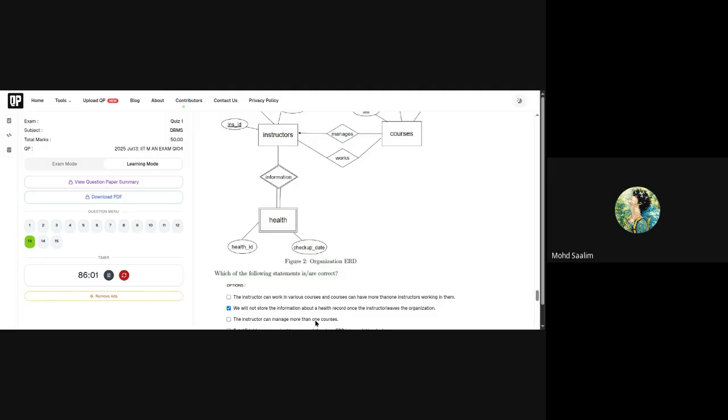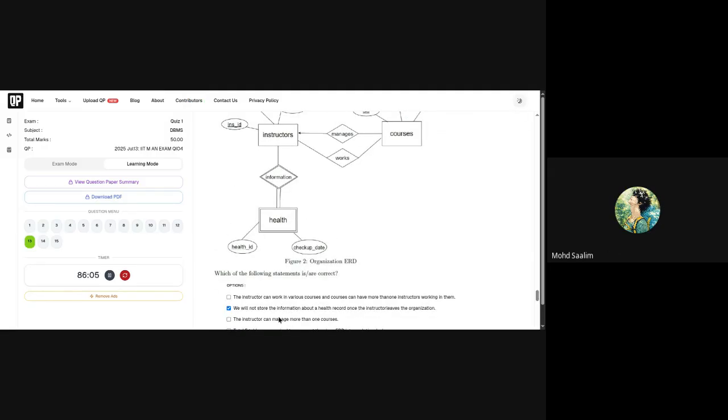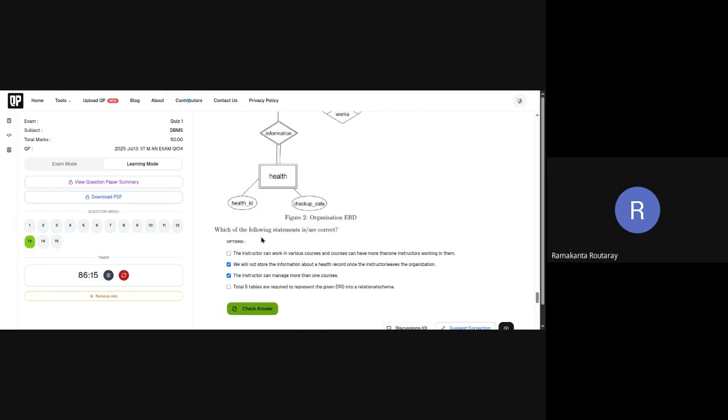The instructor can manage more than one course? Correct. Correct. What about the first option? Is it correct or not? Various courses and courses can have more than one. No, the second part is not correct. Courses can have more than one instructor, that is not correct. One course will have one instructor.